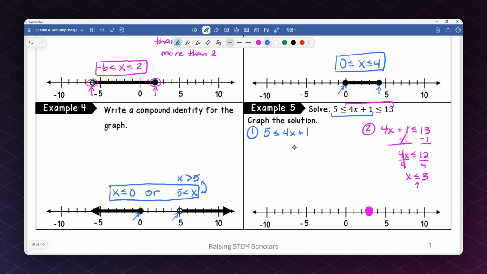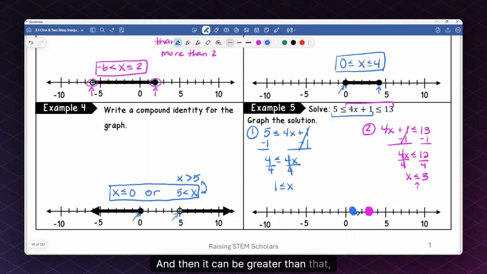Let's solve this one. I can subtract my 1 from each side. 5 minus 1 is 4. And so I've got that's less than or equal to 4x. Divide by 4. Divide by 4. 4 divided by 4 is 1. So this is telling me my x can be equal to 1. And so we're going to fill that in because it's got the equal bar. And then it can be greater than that. But when we combine these two together, it can only go up to 3.